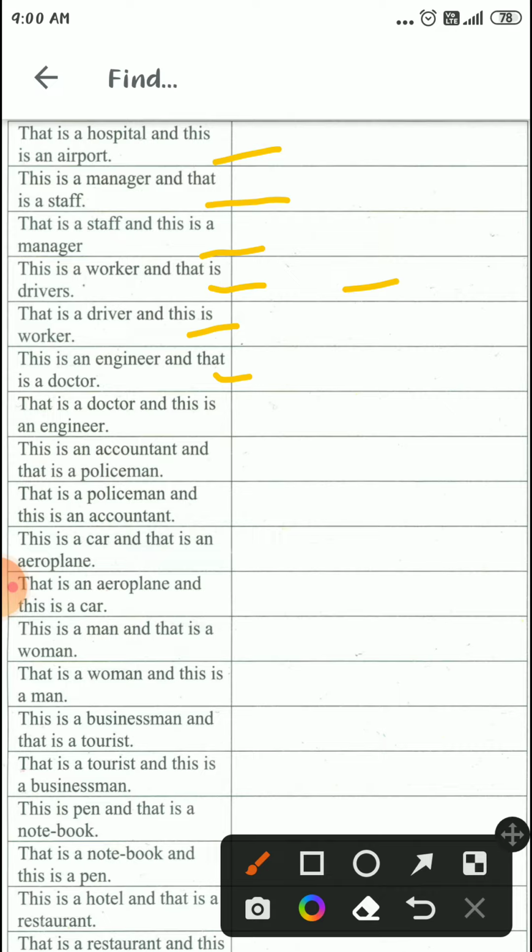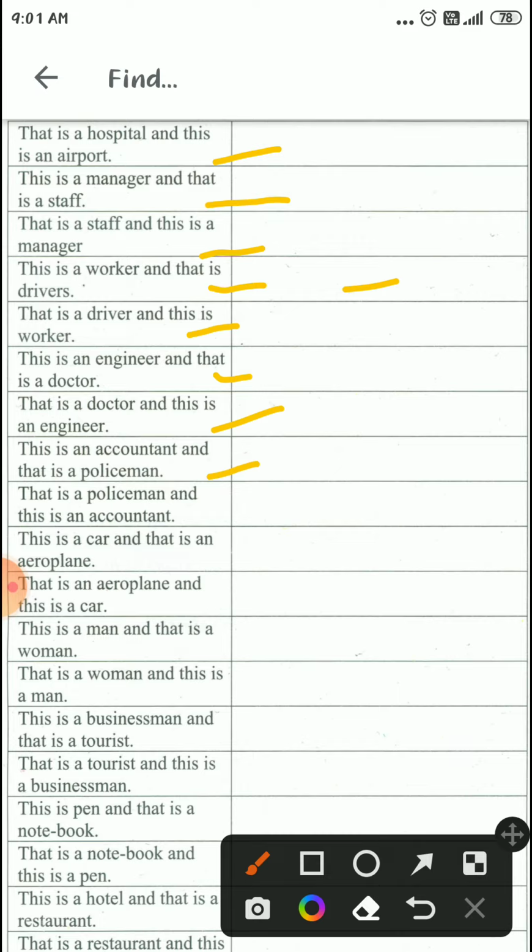This is an engineer. هذا مهندس. And that is a doctor. وذلك طبيب. That is a doctor. ذلك طبيب. وهذا مهندس. And this is an engineer.